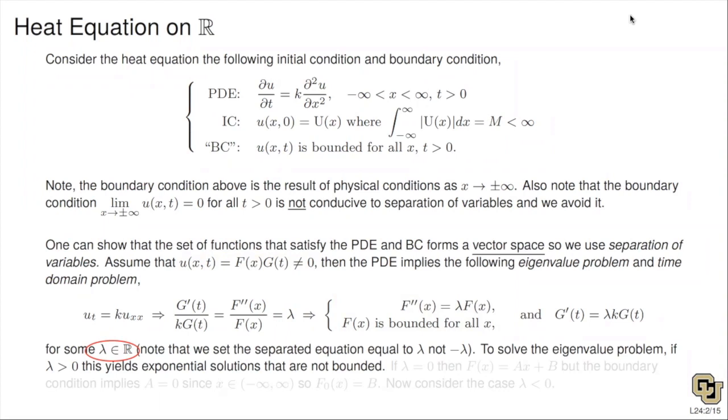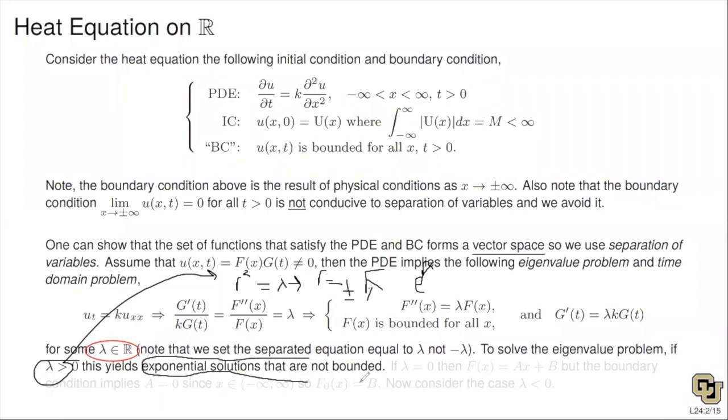You'd get r squared equals lambda, where lambda is positive. So in the lambda greater than 0 case, your characteristic equation would look like r squared equals lambda, but lambda is positive, so I can take a square root. I get r is plus or minus square root lambda. And so now when you plug it into the e to the rx, I have a pair of unbounded functions. We get exponential, because these aren't complex.